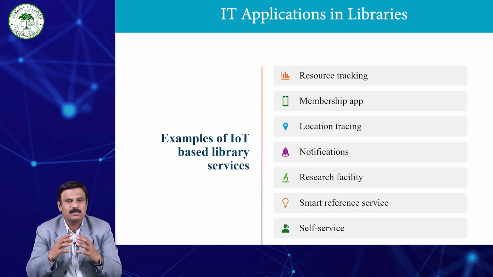Now let us discuss what the examples of IoT-based library services are. You will see some best practices of libraries using IoT while providing services to their users. You will find very many libraries are using IoT for resource tracking, membership applications, location tracing, notifications, research facility, smart reference services, and self-service. So let us see how these libraries are using, and what type of products they are using for providing these IoT-based services to their clientele.